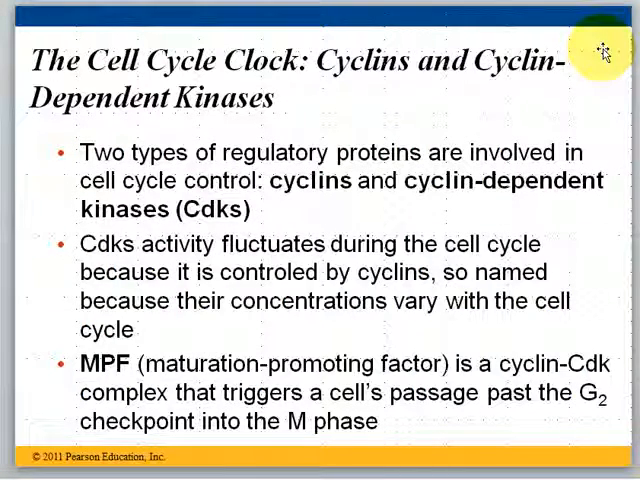There are two types of regulatory proteins. Of course, they're proteins because it seems like pretty much almost everything within the cell, particularly when it comes to control mechanisms, are proteins. There's two particular types of regulatory proteins that are involved in this cell cycle and whether or not the cell proceeds. And these are called cyclins and cyclin-dependent kinases. And of course, they have an initial, CDK, for cyclin-dependent kinases.